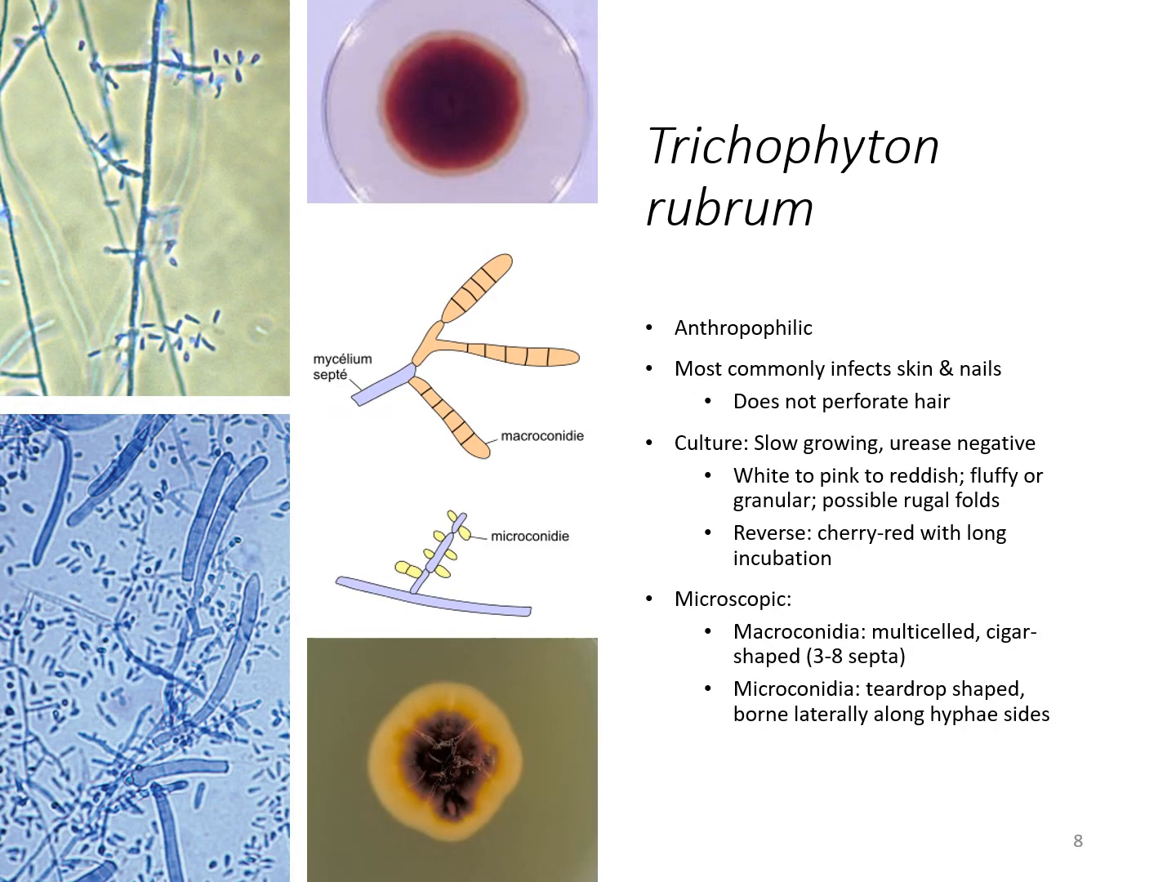Trichophyton rubrum is transmitted man to man. It most commonly infects the skin and the nails, and it does not perforate the hair. It does not invade that shaft.